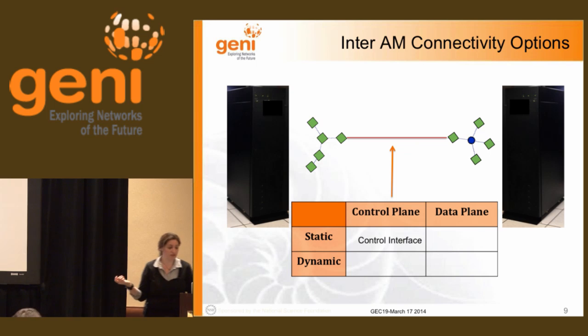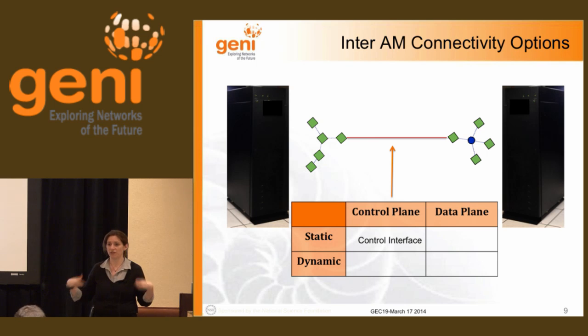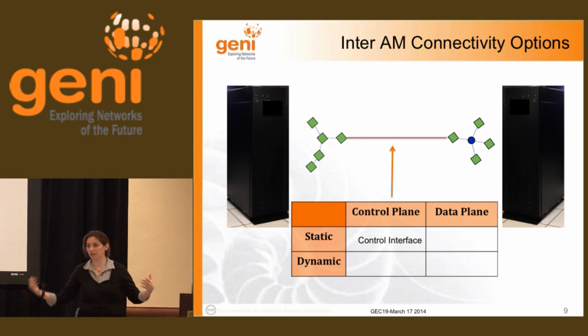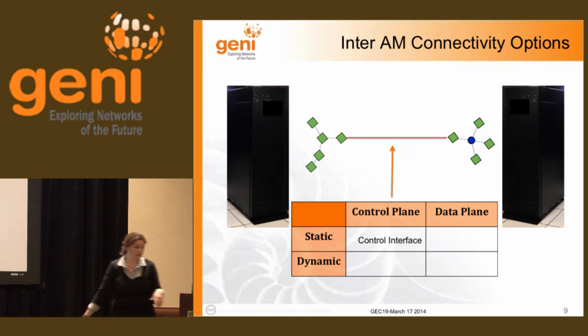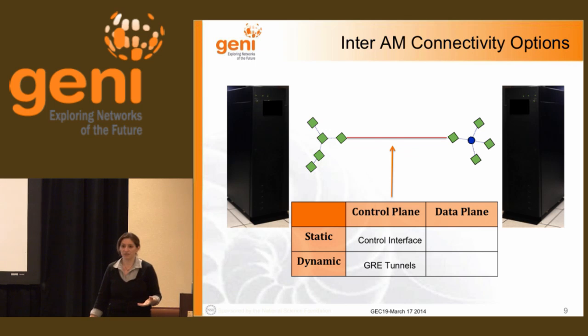Then we have static configuration. For example, your control interface is always there, configured and connected to the internet. All your compute resources in GENI have internet connectivity, so you can just exchange traffic over your control interface. Now, while you're bringing up your slice, you can also configure GRE tunnels.